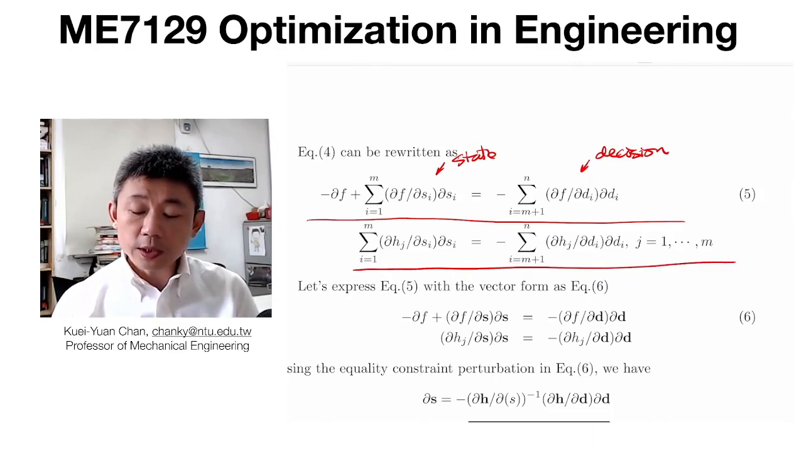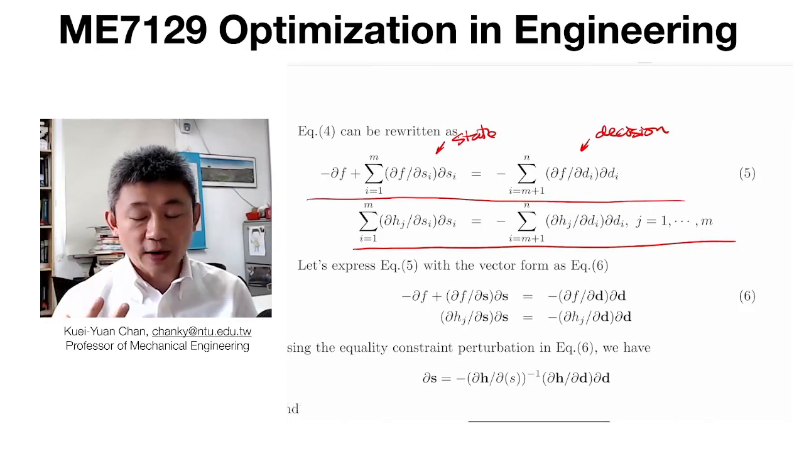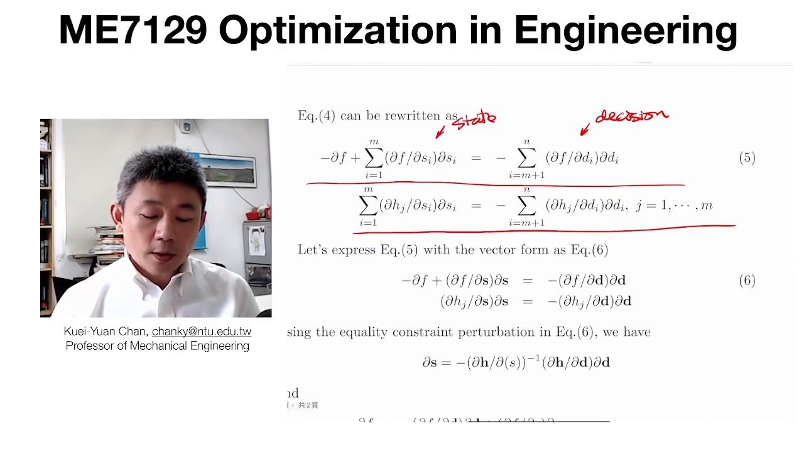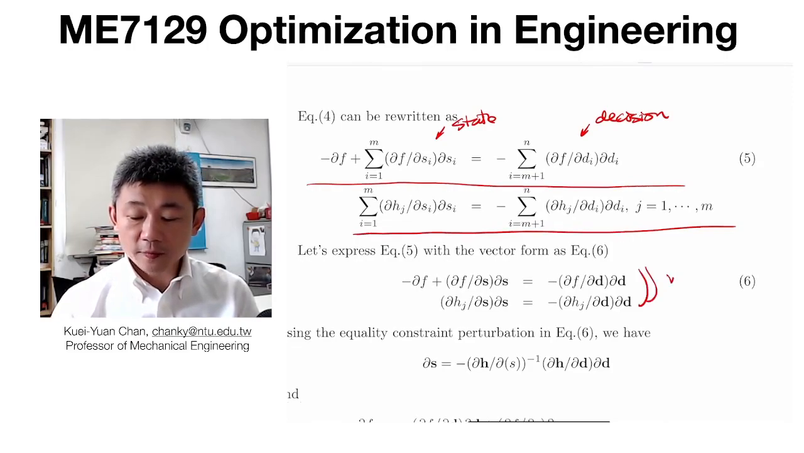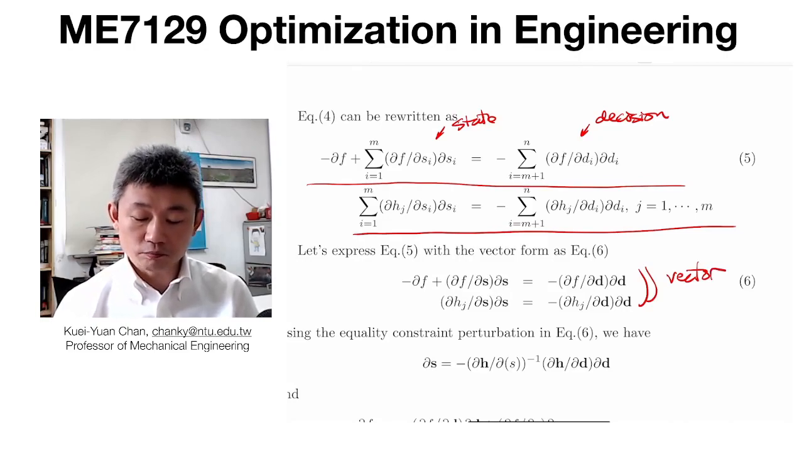And this is equation 5, where we just reformulated the previous one with the variables that we defined, D and S. So we can also express equation 5 in vector form. So this is the vector form, and it's the same as equation 5, right? It just looks a bit more concise.